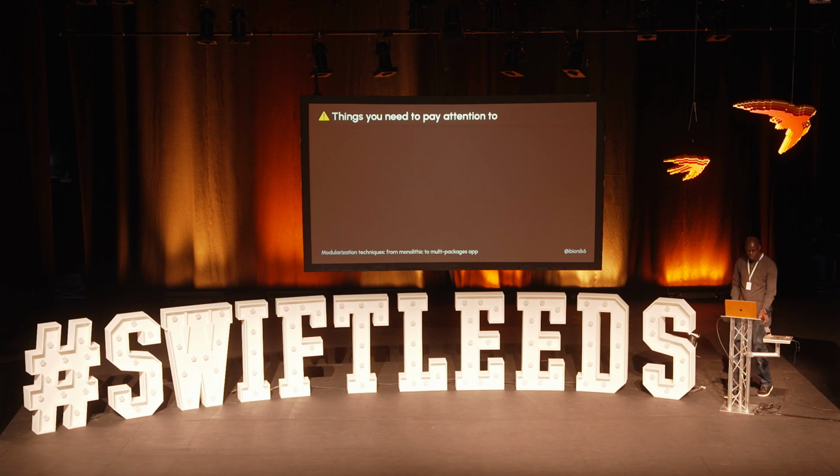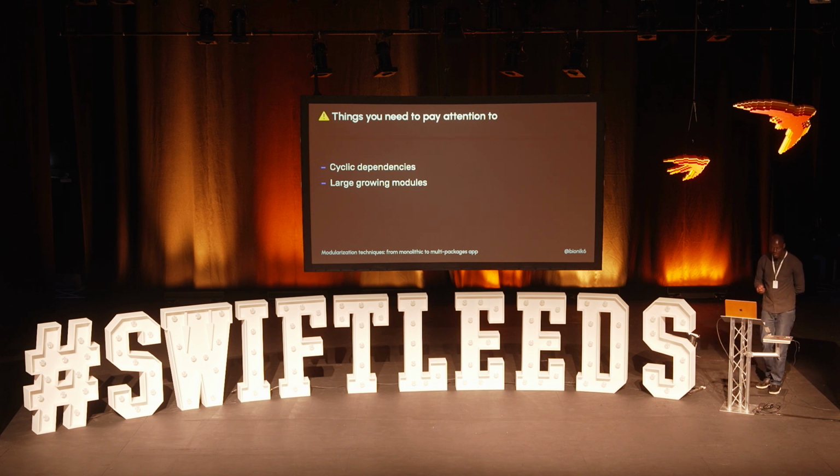So some things you need to pay attention to. Cyclic dependencies, like we saw with the navigation. This occurs mostly when you refer to a class in another module. We have large growing modules, which can be problematic because when you have large growing modules, those modules can turn into a monolith, and you will have increased build time and so on.